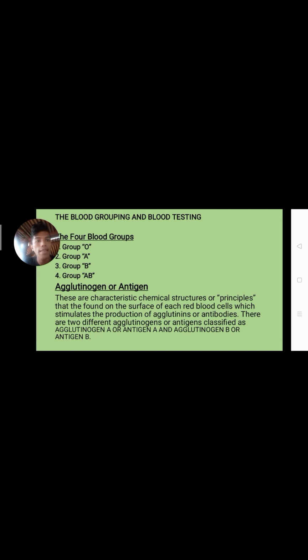Then, agglutinogen or antigen. So, these are characteristic chemical structures or principles that are found on the surface of each red blood cell, which stimulates the production of agglutinins or antibodies. There are two different agglutinogens or antigens classified as agglutinogen A or antigen A and agglutinogen B or antigen B. So, mao ni ang duha ka types sa agglutinogen or antigen, ang agglutinogen A or antigen A and agglutinogen B or antigen B. So, kaning agglutinogen or antigen is makita sa surface sa red blood cells or sa RBC. So kani siya nagatabang sa pag-stimulate sa production sa agglutinins or antibodies.